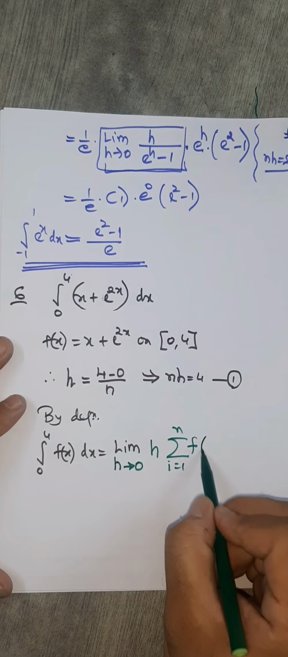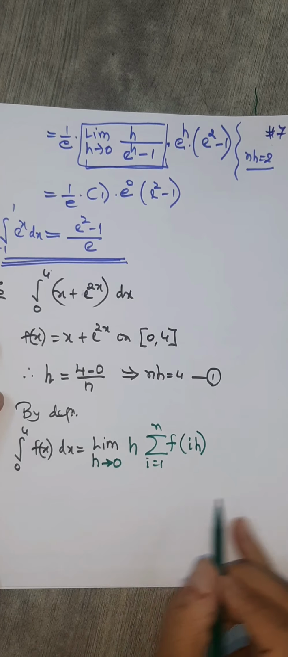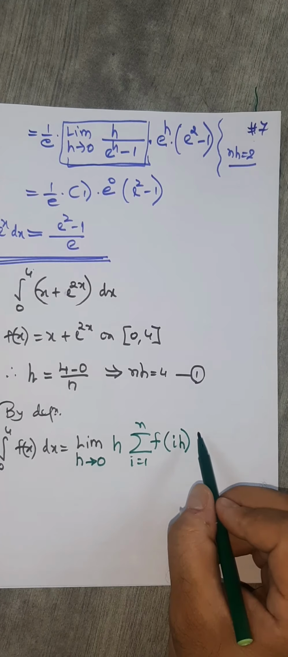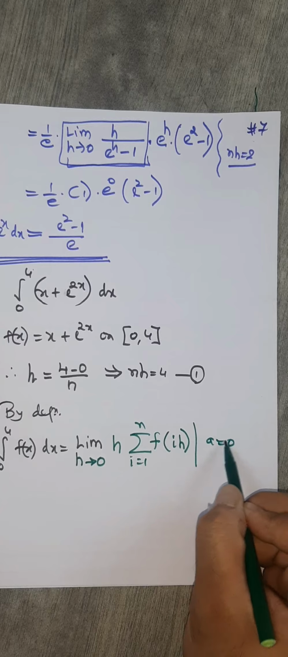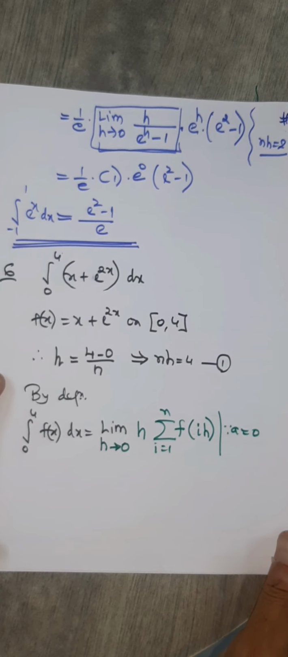Here a is 0, so 0 plus ih. So just you have this. I have dropped one step here. A is 0, remember. A plus ih. You should not drop this in the exam.